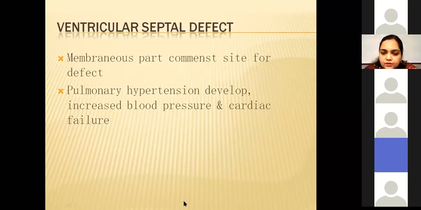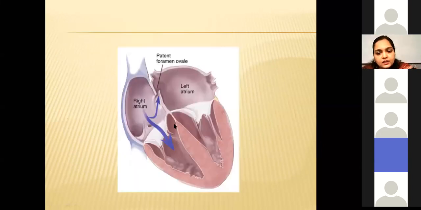Ventricular septal defect: the interventricular septum between the atria and the ventricle is formed by the membranous and the muscular part. The membranous part is most commonly affected during the ventricular septal defect, and it is the commonest site for defect. Pulmonary hypertension will develop and the patient will go into cardiac failure.